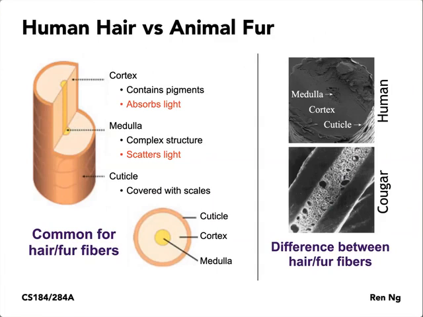There's a cortex, which is true in human fiber, but in the human fiber, the very center, called a medulla, is very small and not well developed. But the medulla is pretty large and well structured in fur. For example, in a cougar, you can see the inner medulla has lots of tiny little air pockets in it. It really absorbs and scatters a lot of light. So the inner medulla is large in fur.